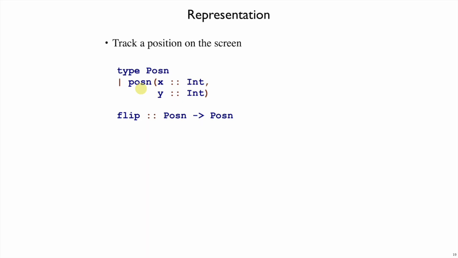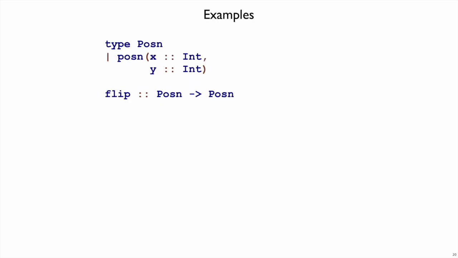And let's suppose, just to have something to do, that what we want to do is flip a position over the diagonal. So swap the x and y parts of the position. That was our representation step. We figured out that we want two integers together, and so we introduced a new type Posn. The next step is examples.